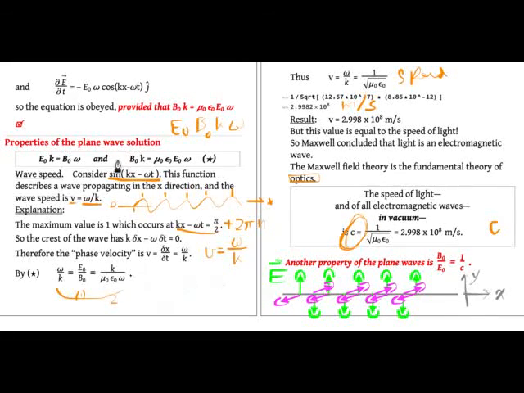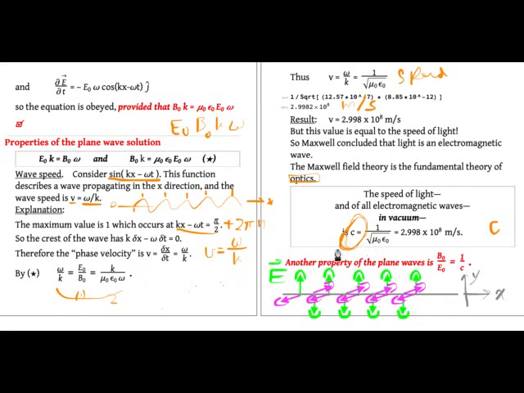All right, so in this way, Maxwell showed that light is electromagnetic. The fact that light is a wave phenomenon was known before Maxwell, but it wasn't known what kind of wave. Maxwell's theory showed this wave is electromagnetic.